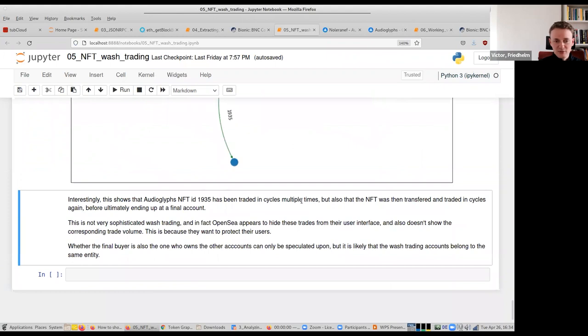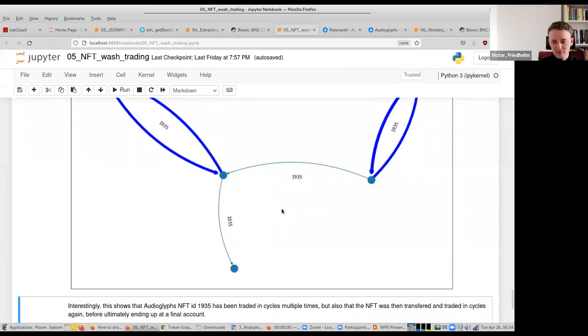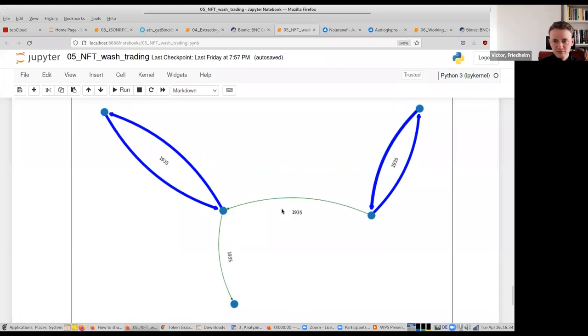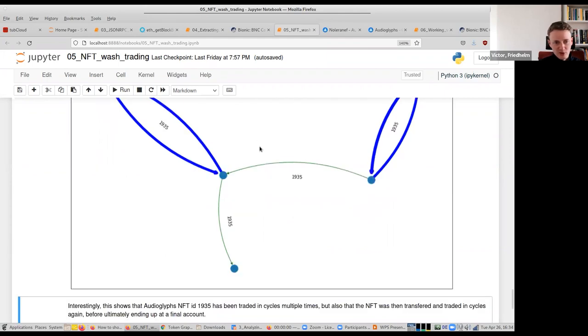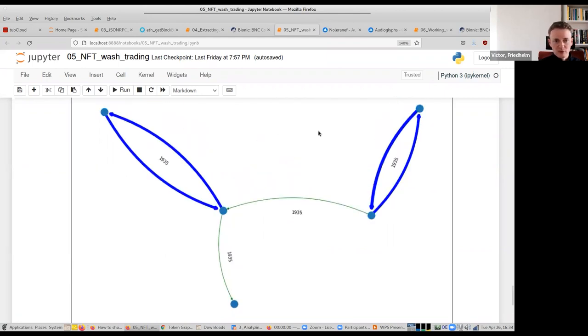Right. Any questions about this particular case? Also no questions. Okay, then. Maybe in the end, if something comes up, we can also go back to this. But then I would move to the final part.